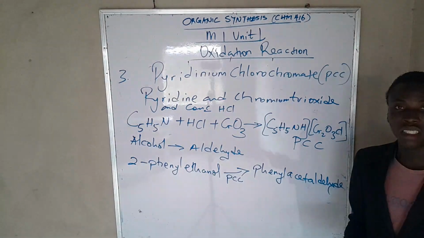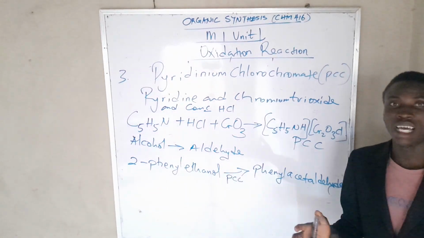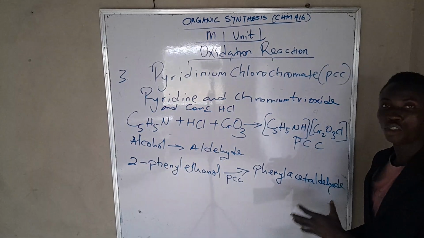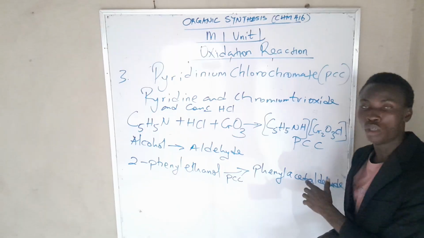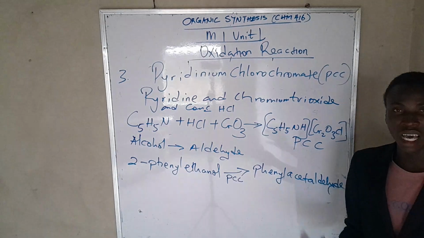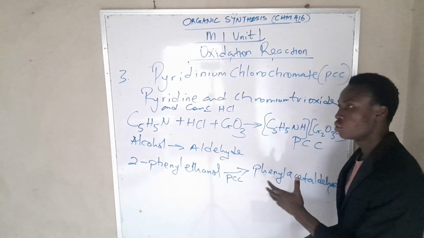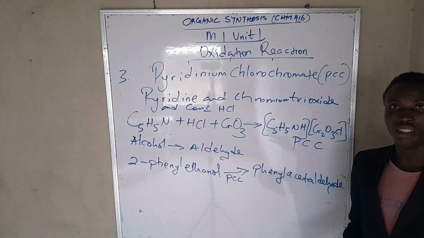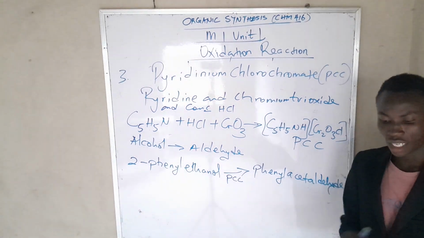PCC is a good oxidizing agent, unlike many other related compounds, where the reaction further produces carboxylic acid. This particular one does not produce carboxylic acid. Take note of that. It does not produce carboxylic acid.